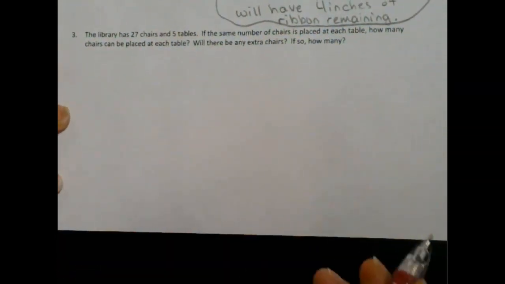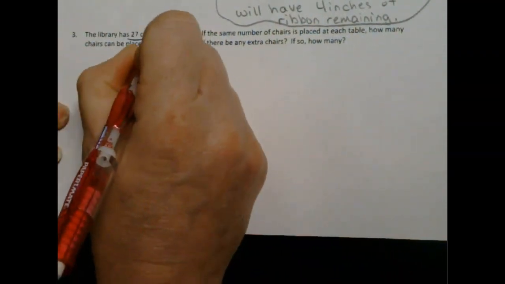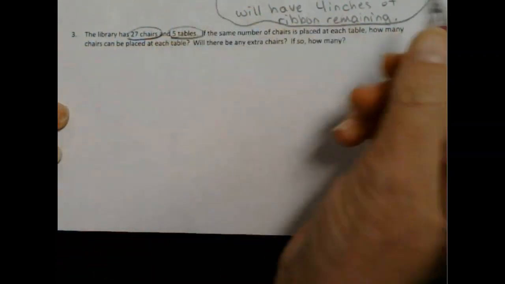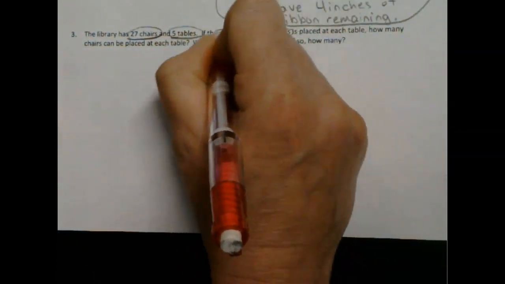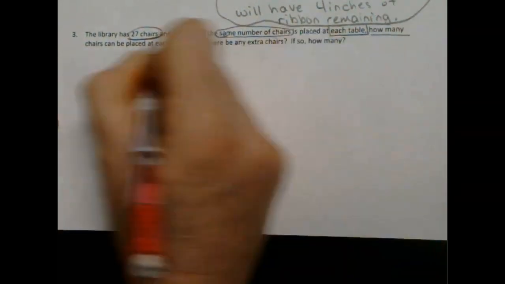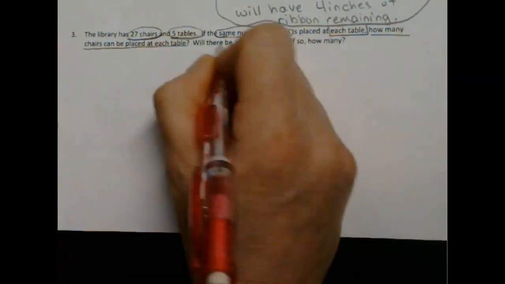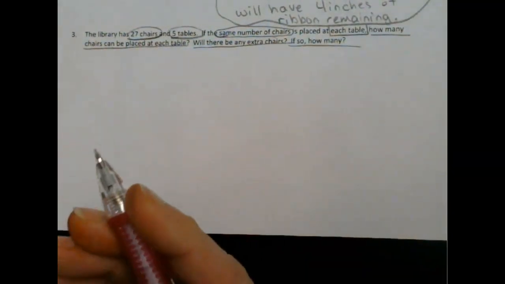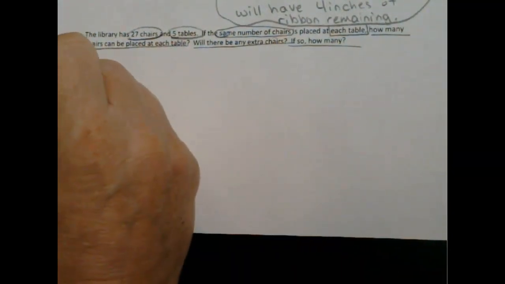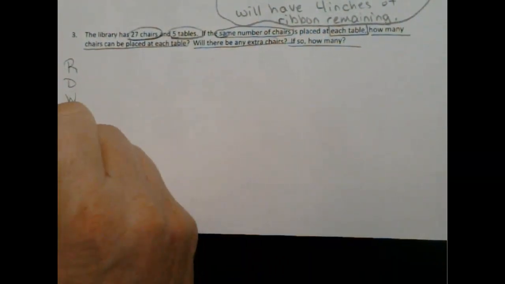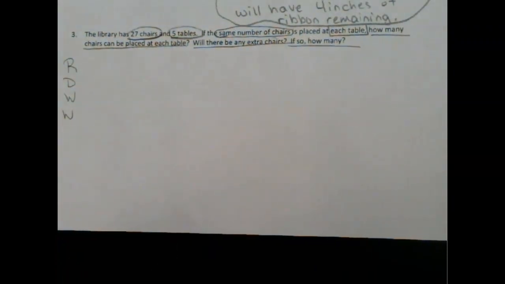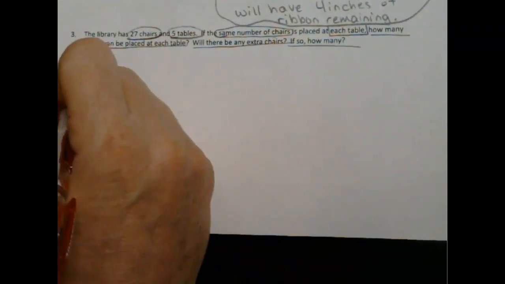Number 3 says the library has 27 chairs and 5 tables. If the same number of chairs is placed at each table, how many chairs can be placed at each table? Will there be any extra chairs? And if so, how many are there going to be? Okay, I forgot to write my strategy down, so let me go here and do that real quick. So I'm going to read, I'm going to draw, I'm going to write my number sentence, and then I'm going to write my statement. Okay, so I've read my problem.